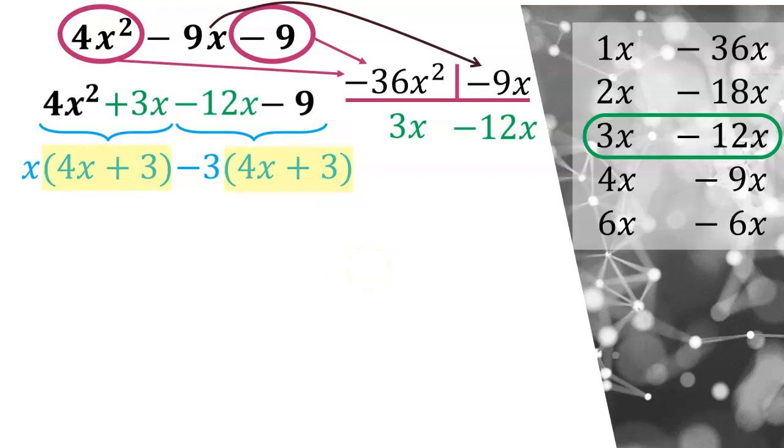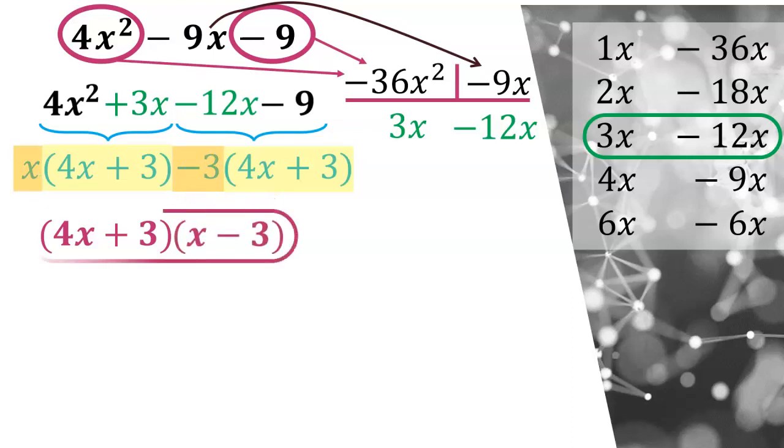Now, you might recognize what's in parentheses is the same. And if you're doing this correctly, that will always happen. So that tells us one of our factors is going to be 4x plus 3. Now, if you notice what's outside of those factors, x minus 3, is going to be our remaining factor for this factored form. So that would be your answer, 4x plus 3 times x minus 3.